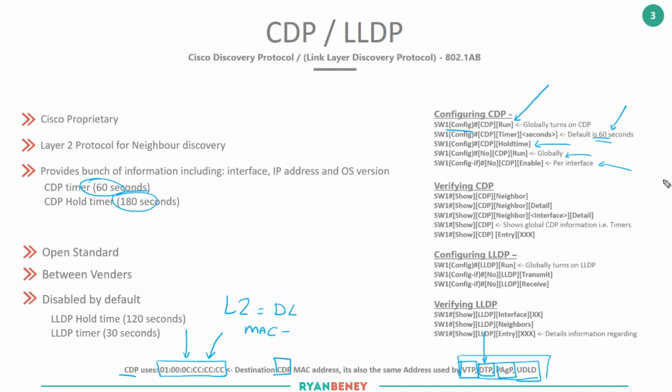So a good practice with CDP is if you do want to utilize it, make sure that you're only running CDP between trusted devices. If you have a link on a switch or a device going to another vendor or supplier, turn off CDP. They don't need the noise on the link, and you're giving away information about your network that you particularly don't want to give away.